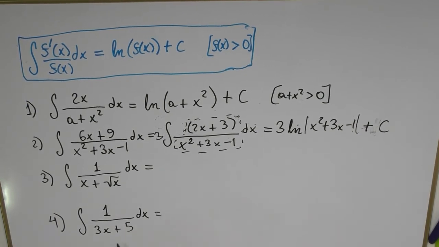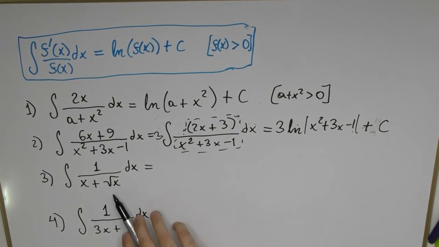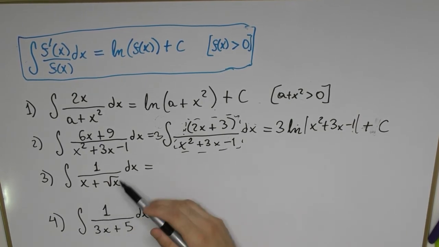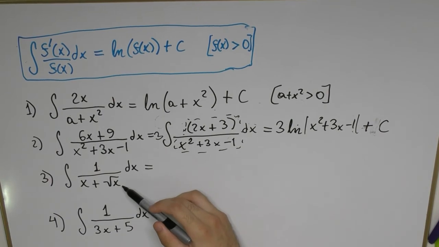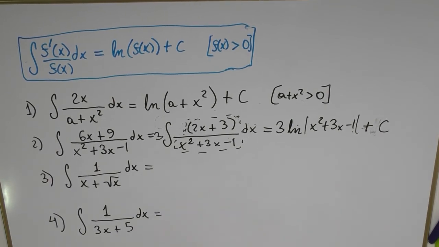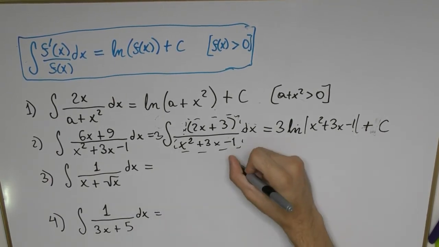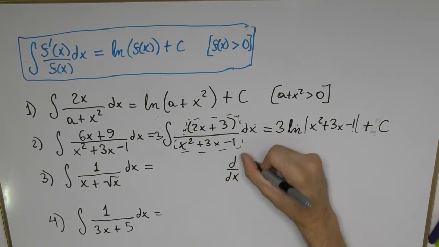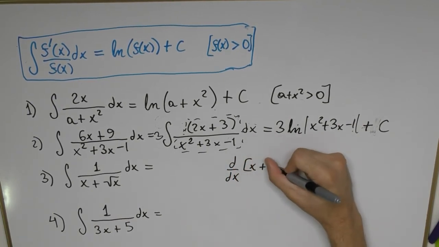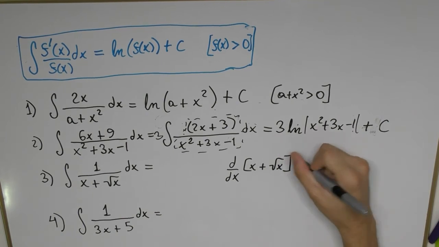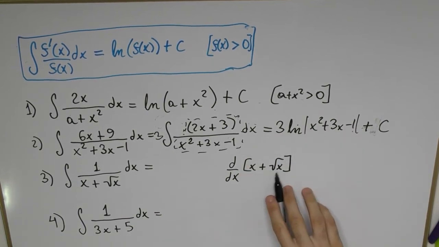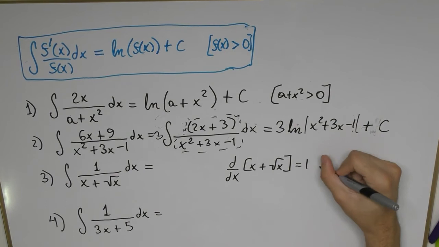So at first glance, it doesn't actually look that challenging. But here's the trick. If you look at this integral, it doesn't actually seem like the denominator differentiates into what's in the numerator. And we can actually test that if we grab this function, we have x plus the square root of x. Now what is going to happen here is this one is going to become 1.